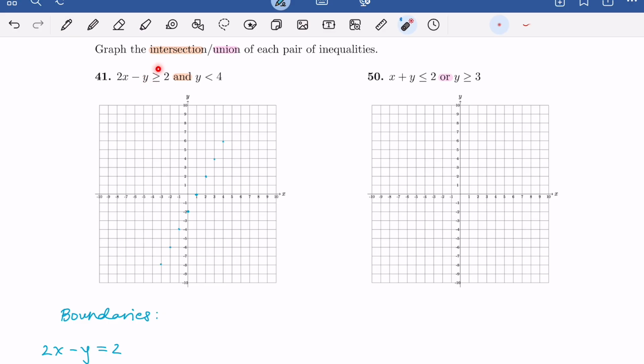And going back to our original inequality here, we have a greater than or equal to sign. So that means our solutions are also going to lie on this boundary, on this line here. So we're going to indicate that with a solid line.